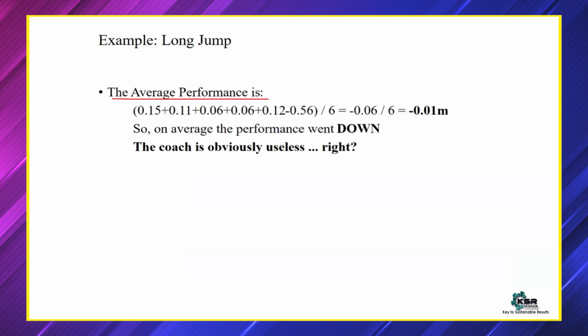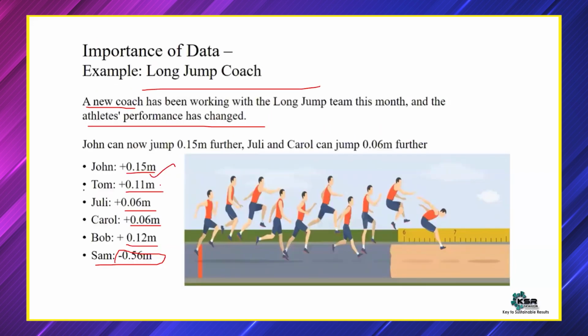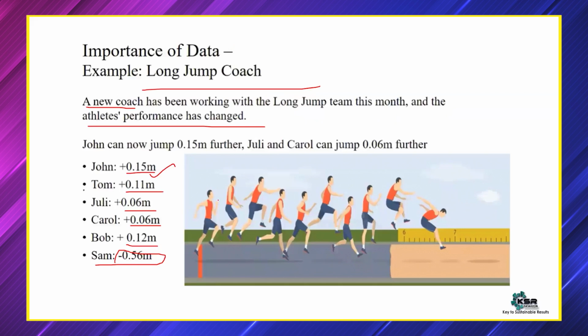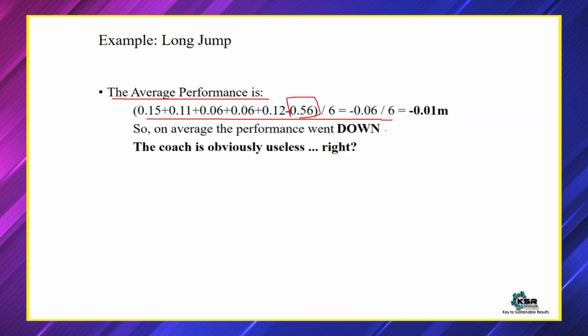The average performance of all the individuals is this. 0.15, 0.11, these are all the individual performances. If I scroll back, for every individual. Now, if you see here, somewhere the average performance is minus 0.06 by total 6. This person has a huge impact. That person's name is Sam. This is his average performance, and so the average performance went down.